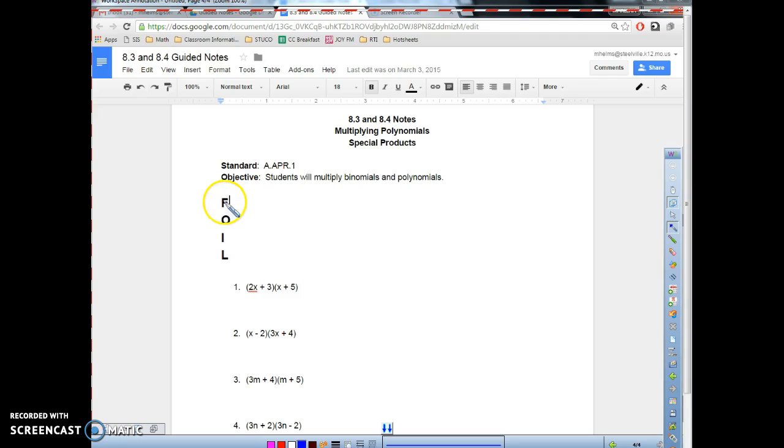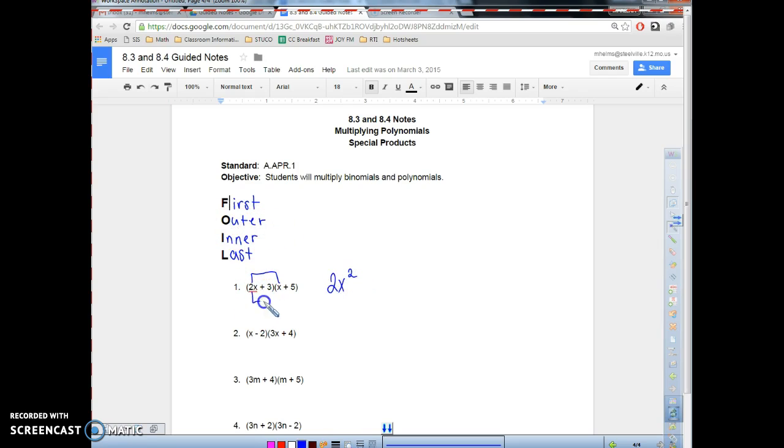FOIL stands for, the F stands for first, the O stands for outer, the I stands for inner, and the L stands for last. So you have to FOIL number 1, because there are two binomials. Remember, there's two terms, so they're a binomial, multiplied together. And so what you do is you're going to draw arrows. First means you multiply the first two together. So 2x times x is 2x squared.